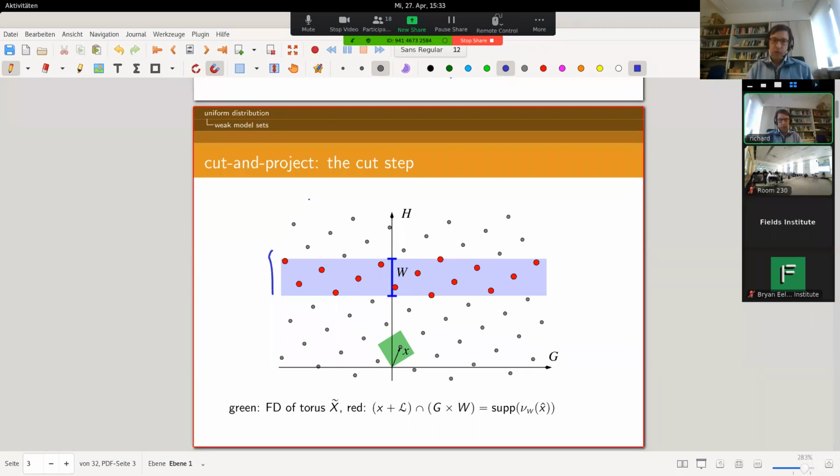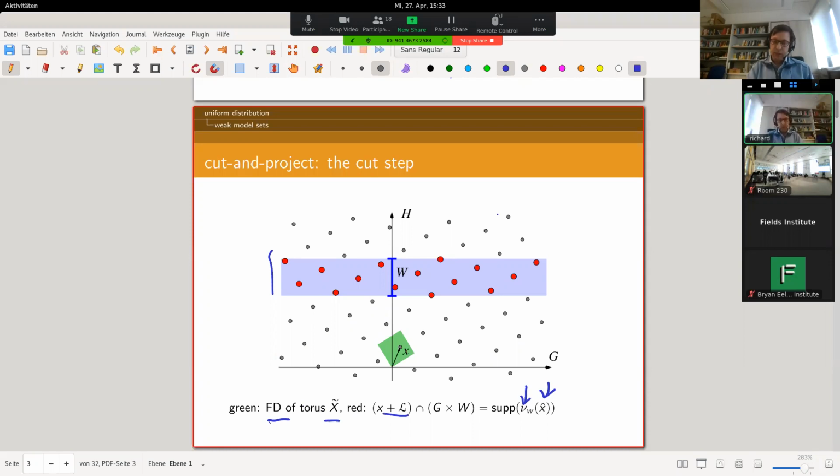And when we are describing this mathematically, we will use point measures associated to these point sets. These measures we will denote by nu. They of course have an index, the window W, and they also have this torus coordinate. What I indicated in green here is a fundamental domain of the torus. So this is the cut step.